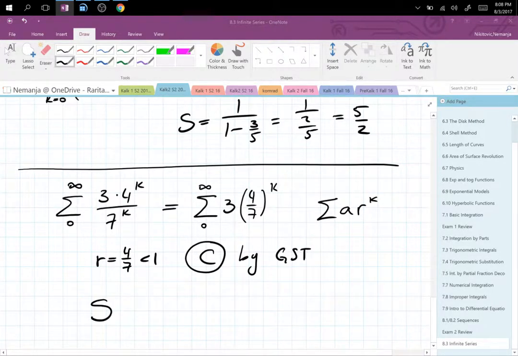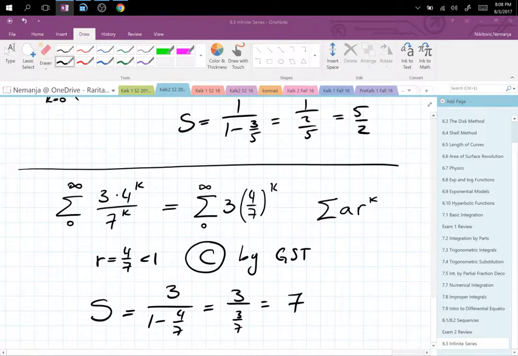And then let's calculate the sum. A is 3. 1 minus 4 over 7 is 3 over 7. So 3 over 3/7, which is 7. So the whole thing adds to 7.